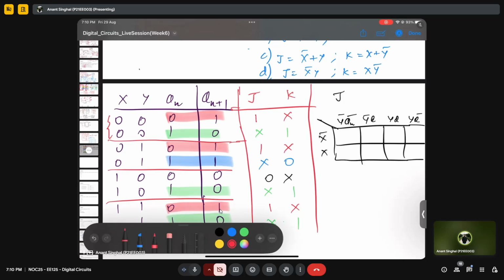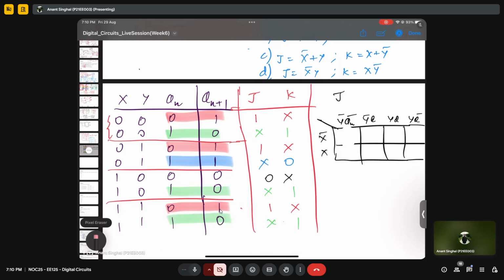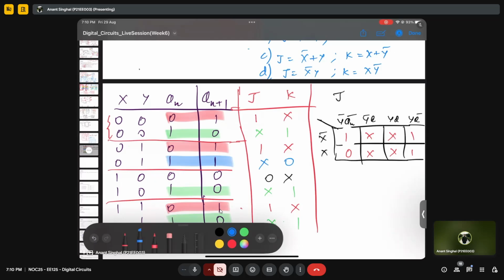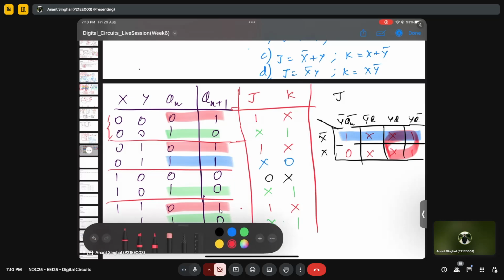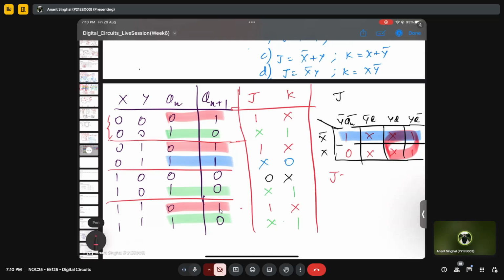So let's fill the K-map. It's 1, X, 1, X, 0, X, 1, X. So one is this quad. The second one could be this quad. So I can write J is equal to X bar plus this is X, Q bar is equal to Y.